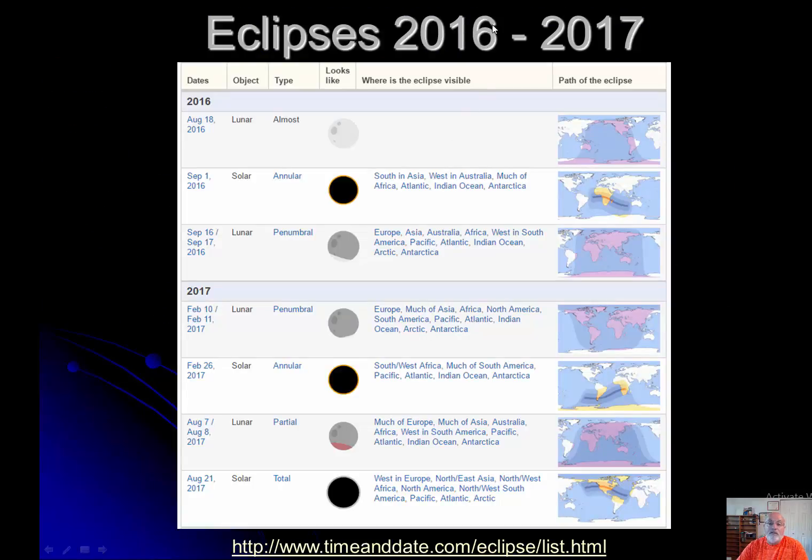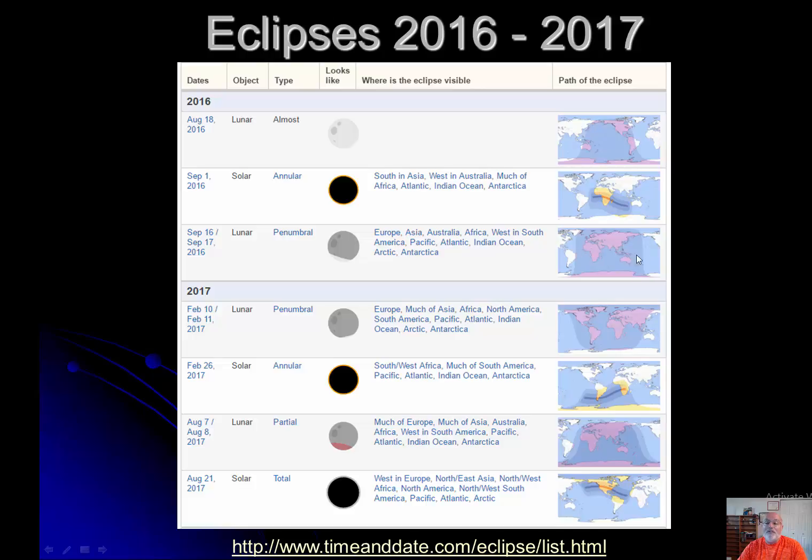Here's an eclipse from 2016 to 2017. You can see in August we had a lunar eclipse, and it was visible by almost the entire Earth. We had a cloudy day back then. I didn't get a chance to see it, but we would not have seen much of it because it is just coming out at that point. There's a solar eclipse that's going to go through this part of Africa on September 1st. That's already happened. September 16th and 17th, which is this next weekend, except we're not going to be able to see it.